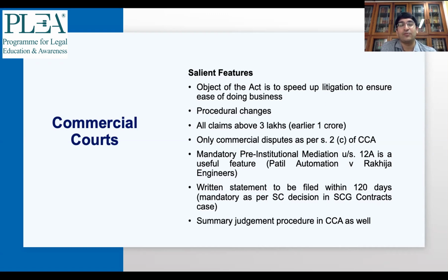Any additional delay beyond 90 days can be condoned by the courts. But here, one very good thing is that the Commercial Courts Act specifically says that the written statement, that is the reply to be filed by the debtor, has to be filed within 120 days. And in a recent decision of the Supreme Court, in the case of SCG Contracts, it has been stated that this provision is mandatory. So suppose within 120 days a debtor is not able to file his reply to the plaint or suit, then he is barred from filing his reply.